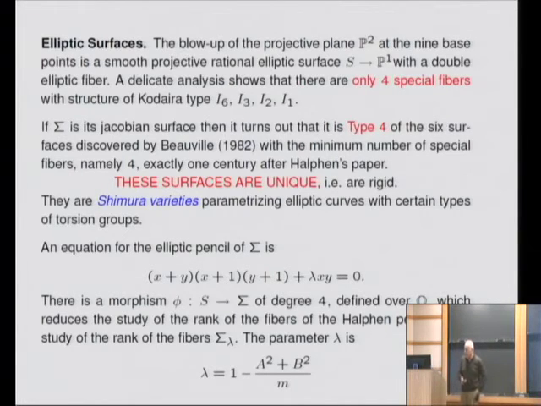And there are exactly six surfaces like that. And they have no deformation. If you try to deform the surface, then, for example, the fiber with six components splits into separate fibers with simpler singularities. And so they are unique surfaces. And it turns out there are Shimura varieties parameterizing elliptic curves with certain specific torsion groups. For this one, the torsion group is of order six.